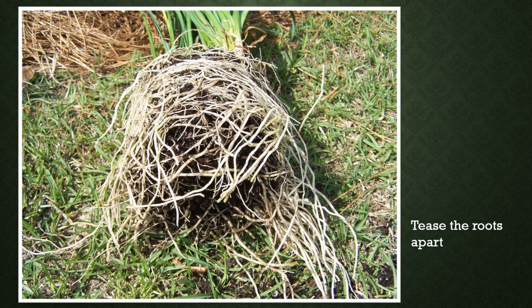Roots should not be growing round and round. They should be spreading out into the ground. That way they will be more drought tolerant and be able to pick up more nutrients from a larger area, and just be an overall healthier plant.